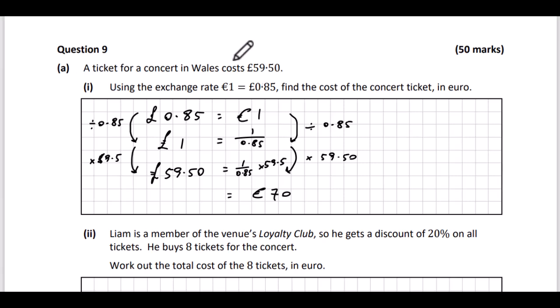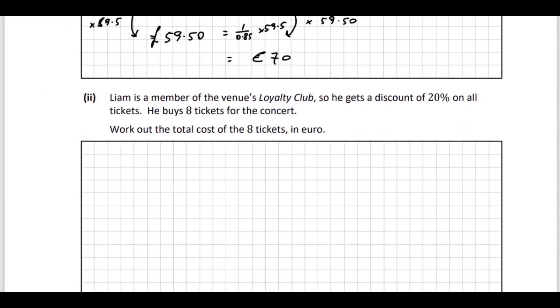Let's have a look at part 2. Liam is a member of the venue's loyalty club, so he gets a discount of 20% on all tickets. He buys 8 tickets for the concert. Work out the total cost of the 8 tickets in euros.